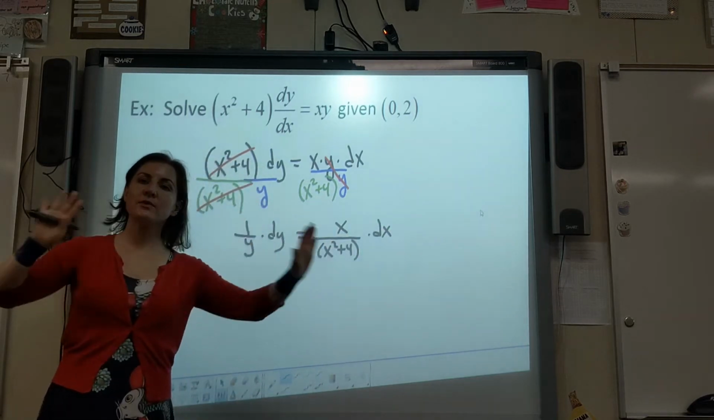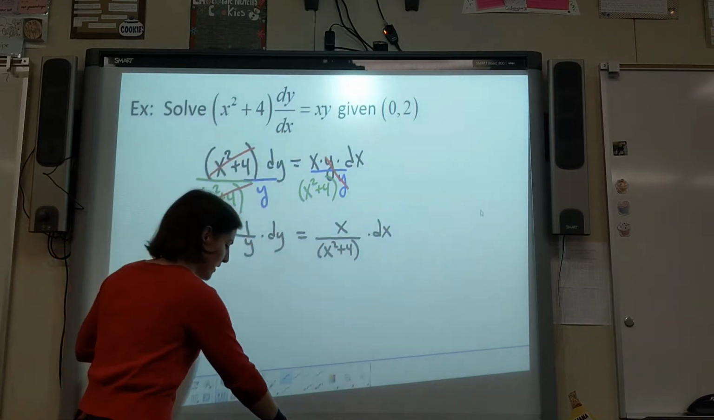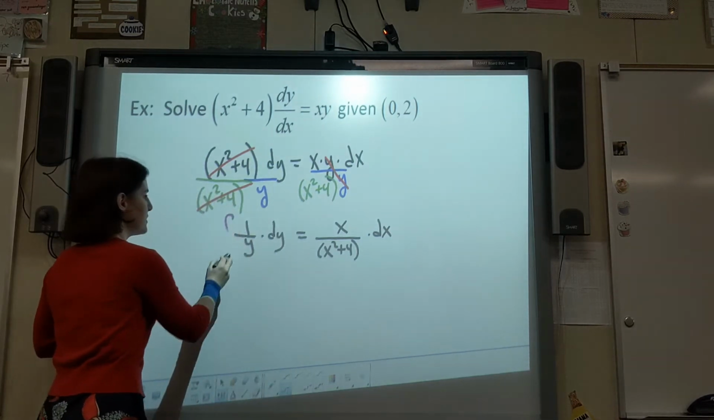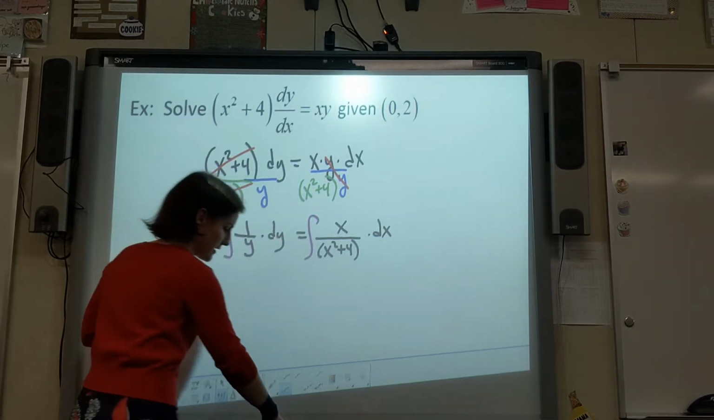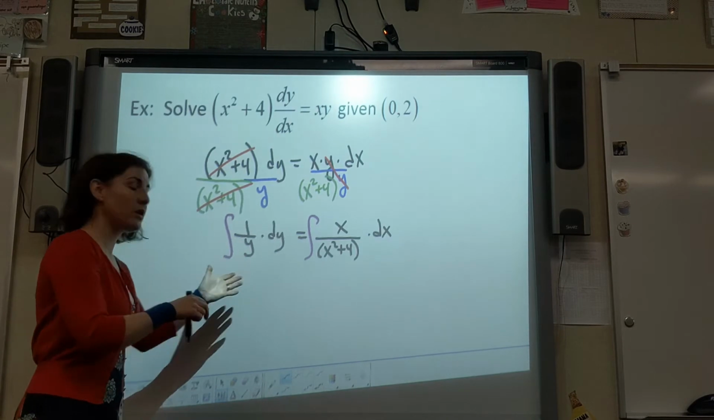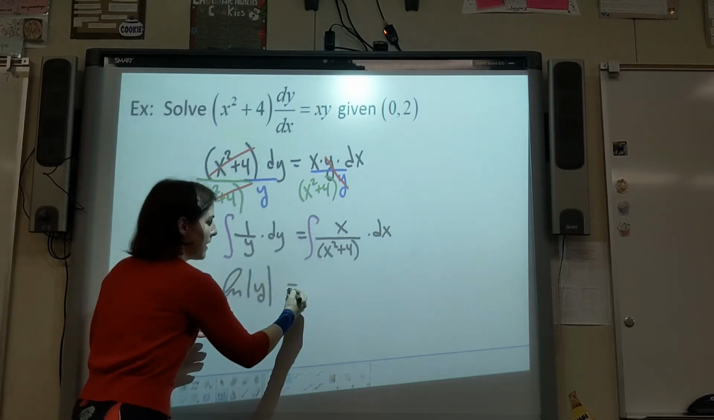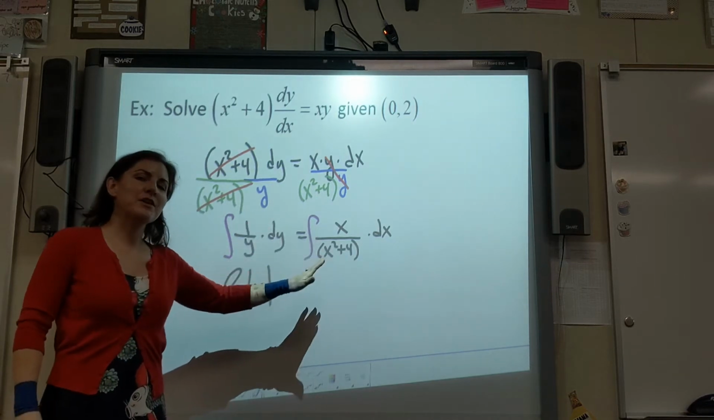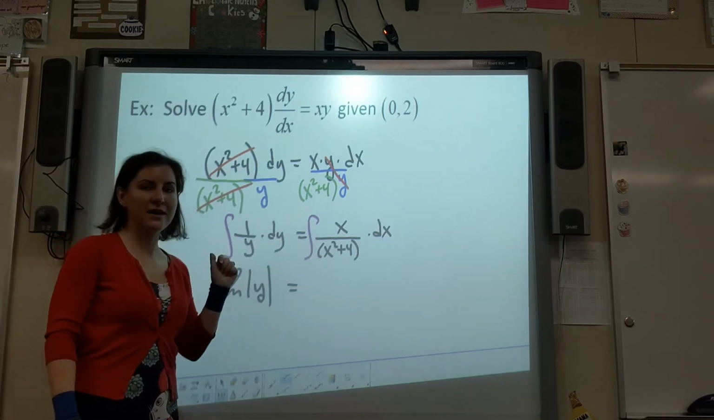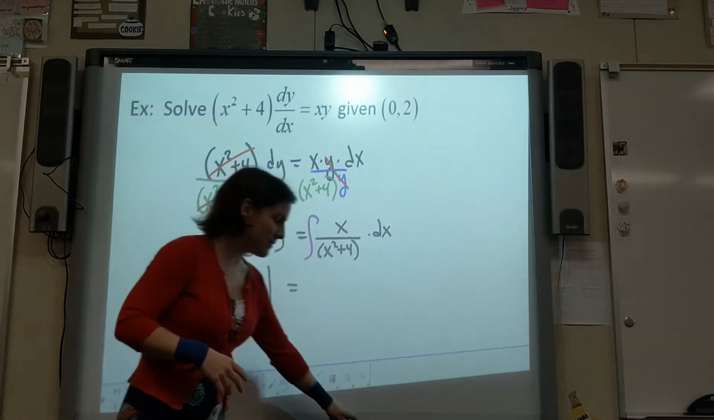And once you have the variables completely separated, you can integrate both sides. So that's what I'm going to do. Integrate both sides. On the left, the integral of 1 over y is the natural log of absolute y. On the right, I'm going to use substitution to solve that integral. So let's scroll up for a little bit more space.